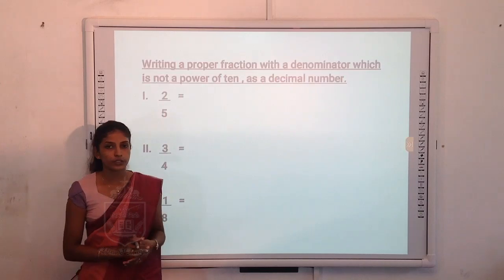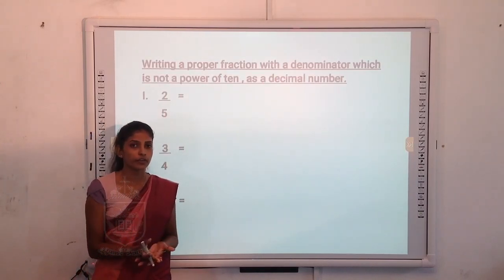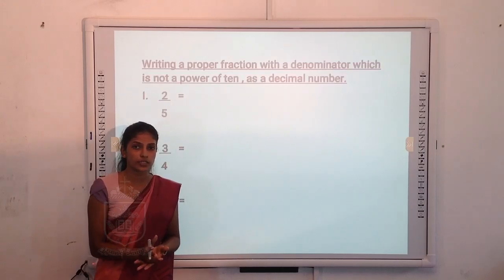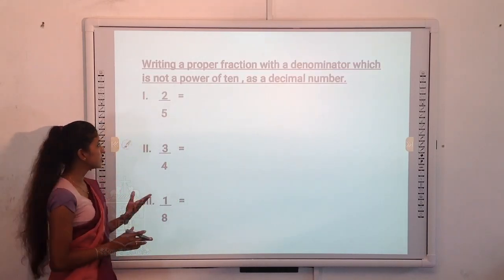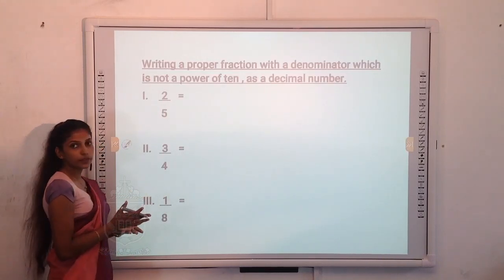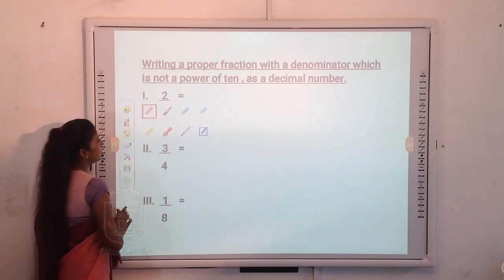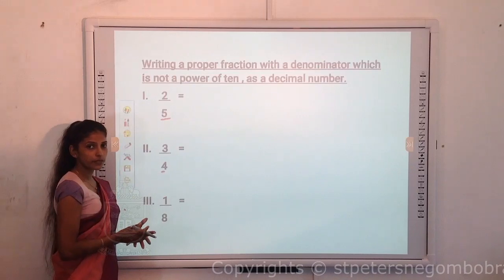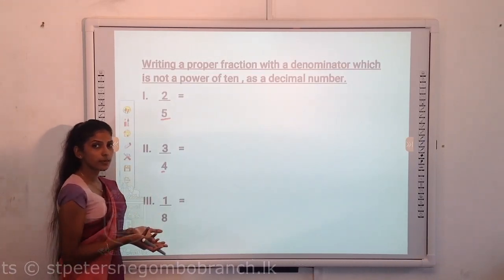Right, now we are moving to fractions. Earlier you had the denominator always powers of 10: 10, 100, 1000. So the division is easy, and you can easily express the fraction as a decimal. But when it comes to these types of fractions, you can see the denominator values are different. It's not a power of 10. In these examples you can see 5, 4, 8. They are not powers of 10. So how can we express these types of fractions as a decimal?